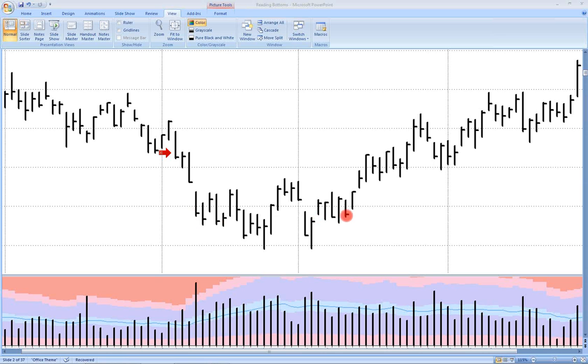In Wyckoff terms, we call this cause. Cause produces an effect, right? The cause in here is all of this churning around. It gives the professional money, it gives buyers, however you want to think about them, an opportunity to acquire an inventory. And once that inventory is acquired, then they will rally it on up.